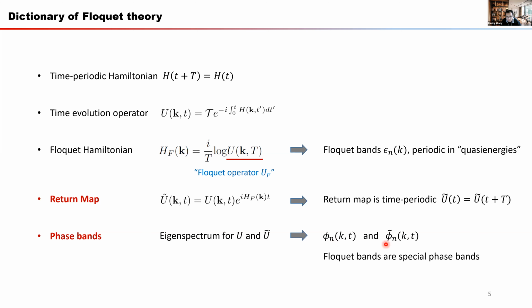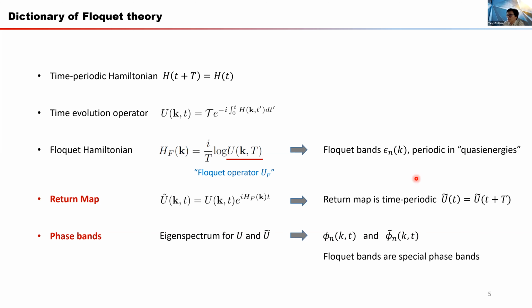So here I'll be using phi and phi tilde to represent the phase band for U and U tilde. And in some sense, the Floquet bands are just a very special phase band, right? You can just take the small t to be capital T, and then you recover the Floquet bands.